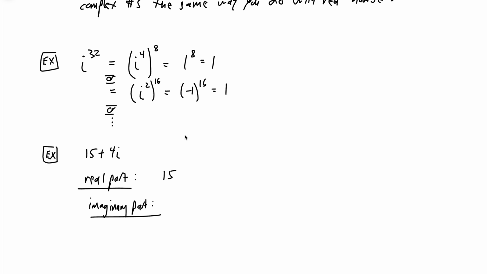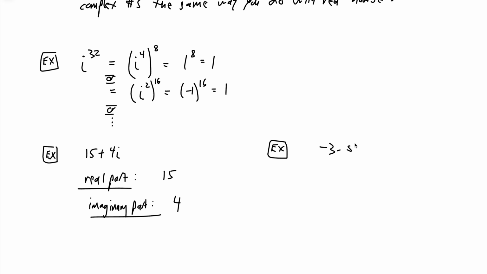The fact that this is the imaginary part is because it's being multiplied by I. The I is the kind of imaginary thing. This is just making it a part of that imaginary thing. So 4 is the imaginary part. Don't include the I, okay? That's totally separate.